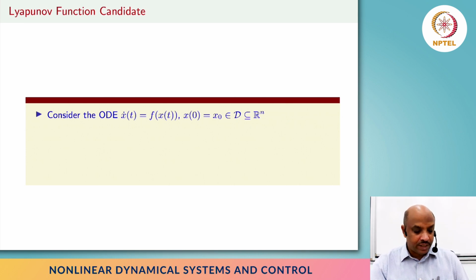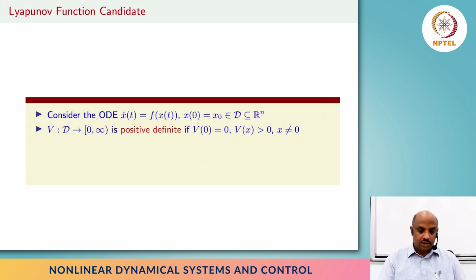In our view, we are trying to understand the stability of the equilibrium of this particular ODE, x dot equals f of x. This particular equation is going to haunt us for a long time, so we'll keep using that as the main system, right? So we call a function, mapping in this particular case some subset D, which may or may not contain the equilibrium point, but typically it has to contain the equilibrium point. Then we assume that the equilibrium point is at 0, positive definite.